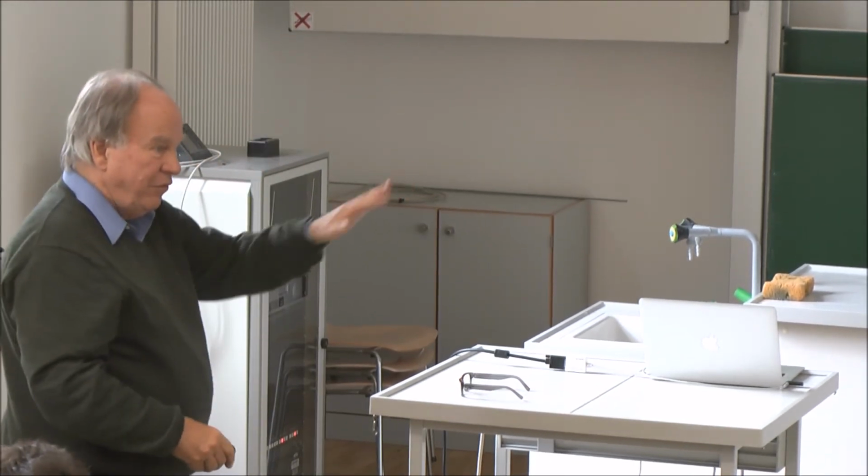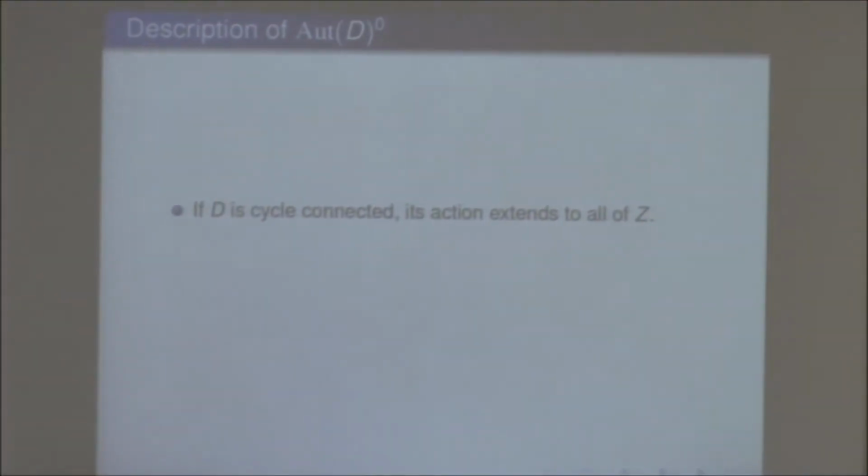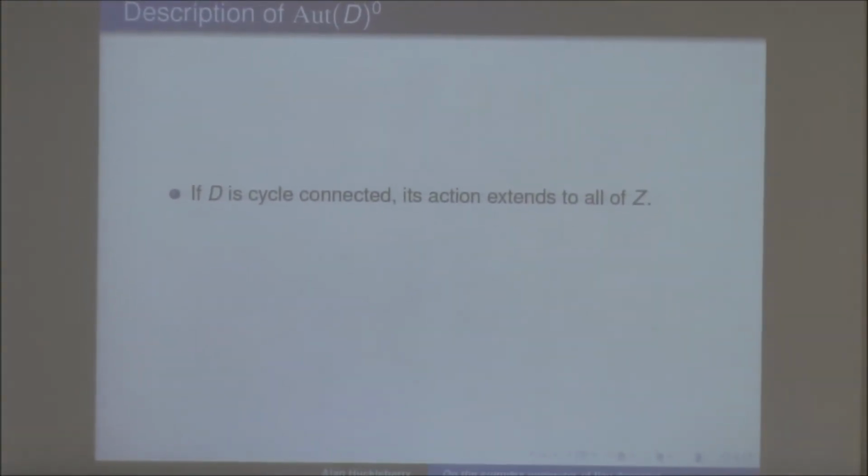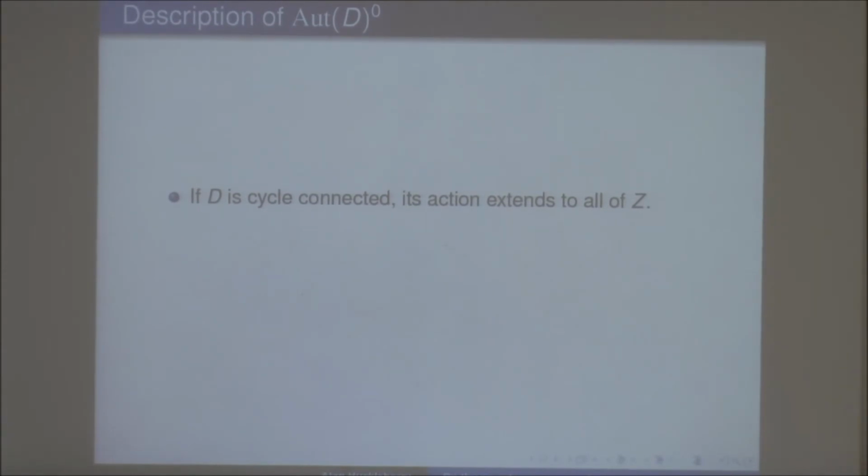So let's assume that this is cycle connected. The first remark is the group is cycle connected. I use this Lie group information to extend it to all of D. Of course, you would guess if I got it extended to all of D, its complexification should be G. In most cases, it is. There are a few exceptions where it is not. The automorphism group is not G0.